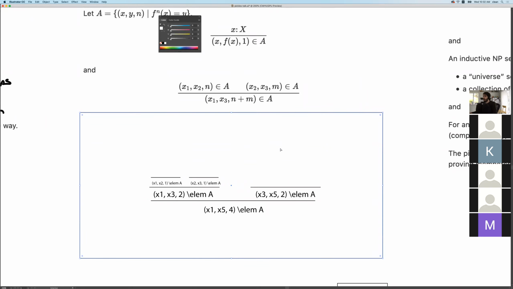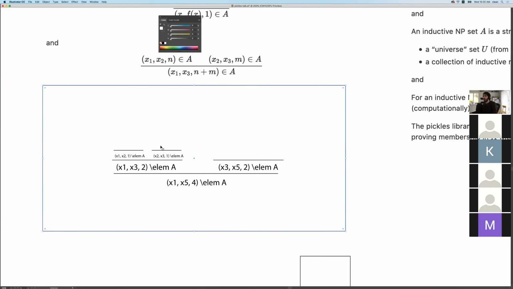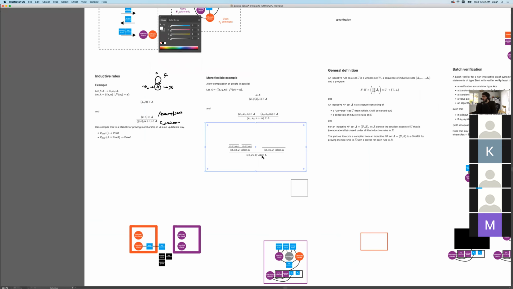Notice why this is kind of interesting or cool: we could have produced this proof in parallel with this proof, and these individual proofs also in parallel and so on. So cool.